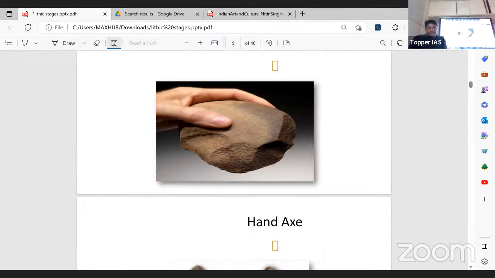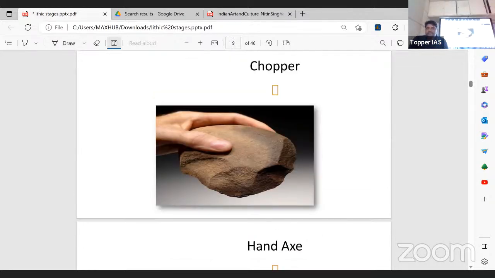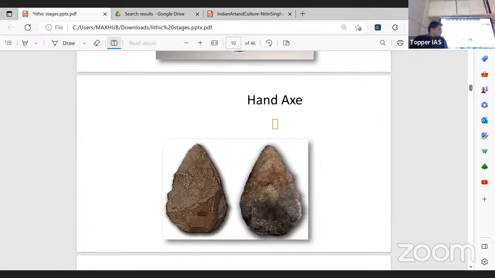So this is a chopper. There is a sharp edge on one side and a blunt edge on the other side. To cut, like your knife: is a knife sharp on both sides or blunt on one side? Why? So that you know from which side to cut. Same way, to chop. And this is a hand axe, for digging purposes.